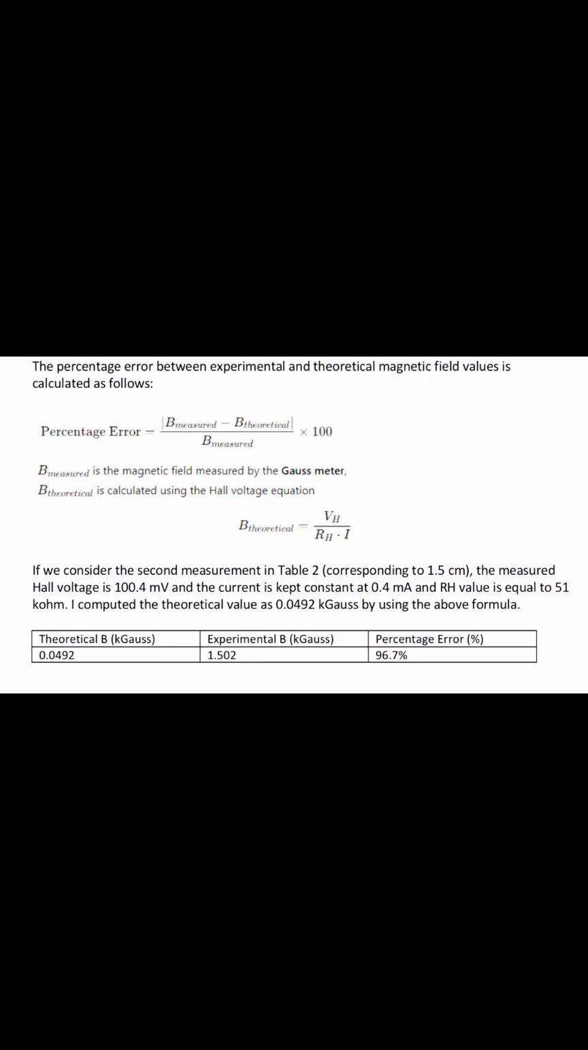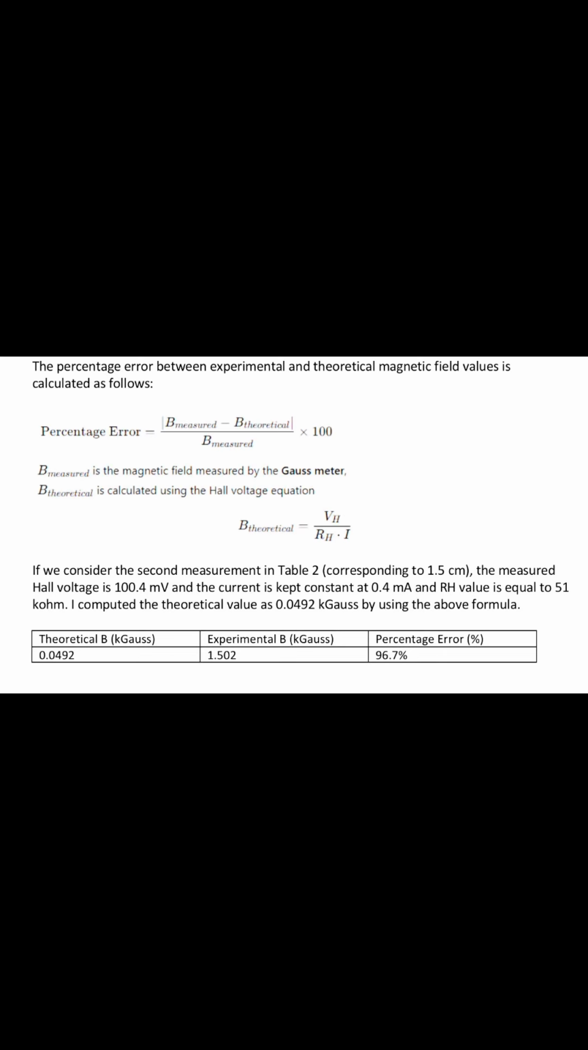96.7%. This large error comes from the fact that real magnetic fields are difficult to measure perfectly, and small alignment mistakes cause large differences. The high sensitivity of the Hall probe and variations in temperature and current also contribute to this error.